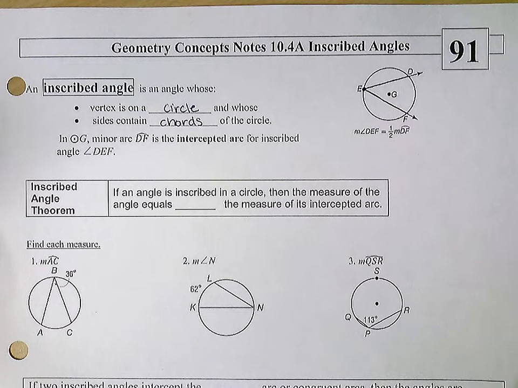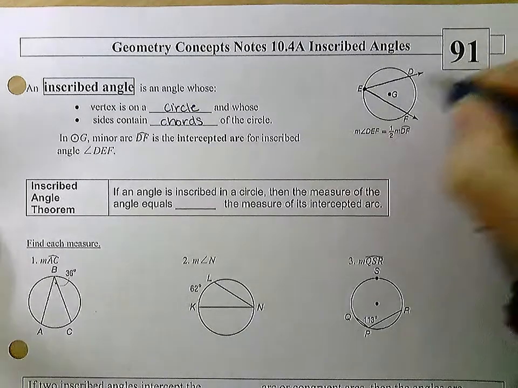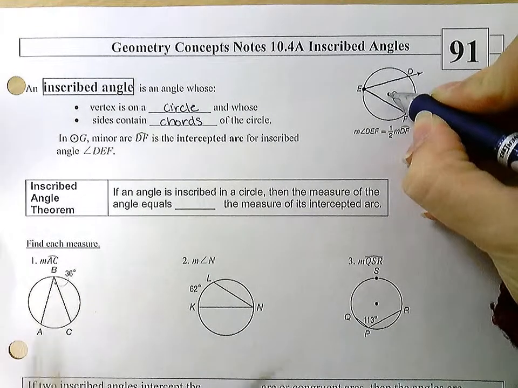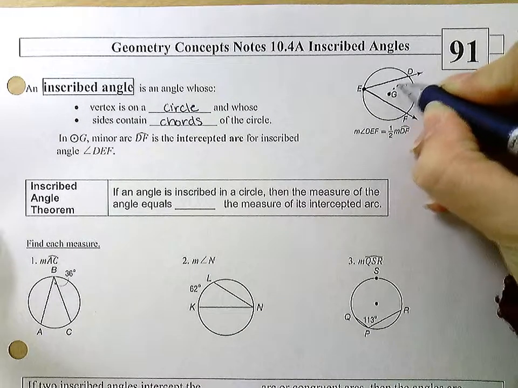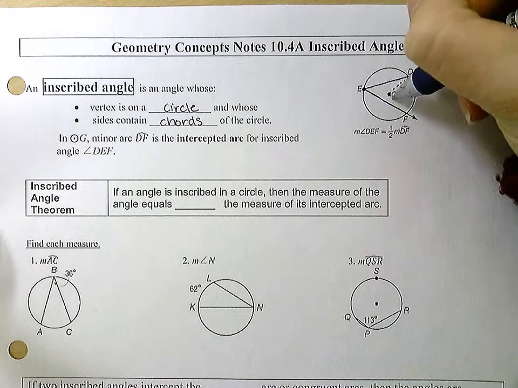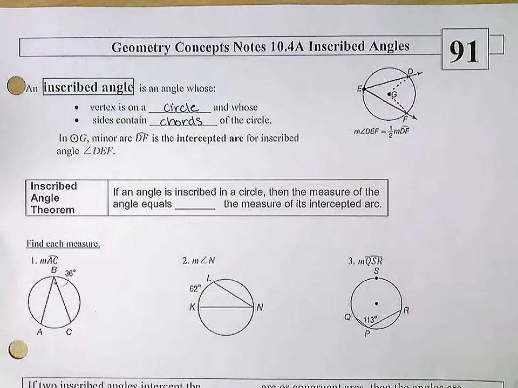Before, we were going over central angles. Central angles are the ones drawn from the center to two points out here. Do you see the difference between those two angles? One is in the center and the other is on the circle.